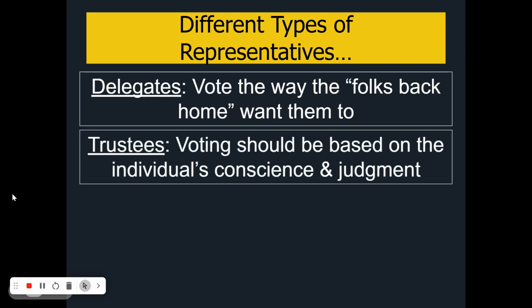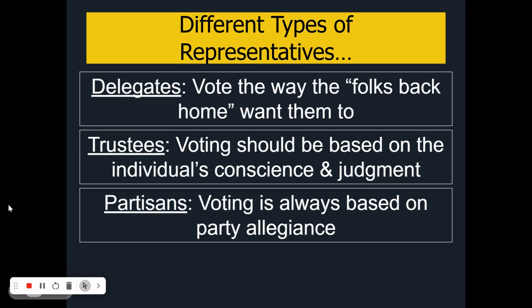A trustee is a member of Congress that usually votes on their own opinion, their own conscience, their own judgment. You respect what the people you represent want, but at the end of the day, you feel like you know best. So if you disagree with your constituents, you're going to vote the way that you personally feel is best, not the way the constituents want you to vote.